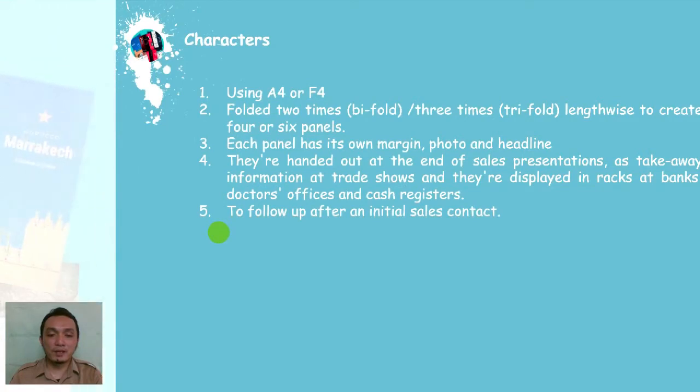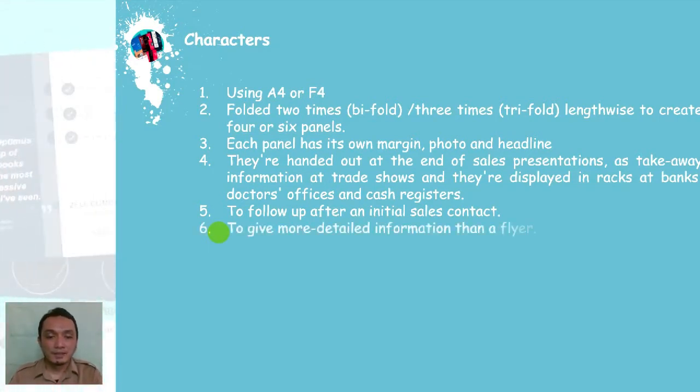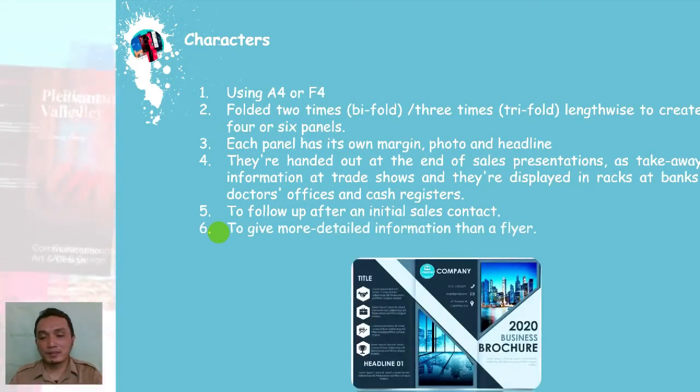Number 5, to follow up after an initial sales contact. It means that, for example, when a salesperson comes to your house offering their products, to help you understand the product better, the salesperson gives you a piece of paper called a brochure. Number 6, to give more detailed information than the flyer. So this is an example of a brochure.